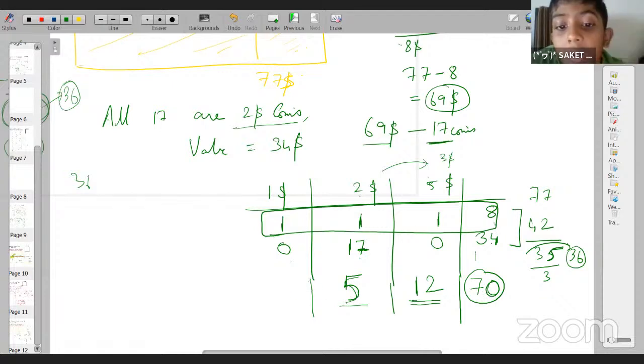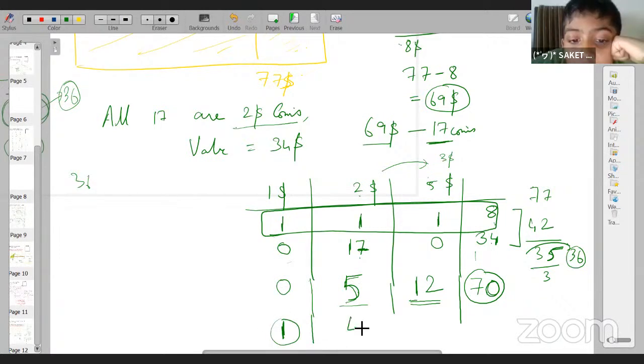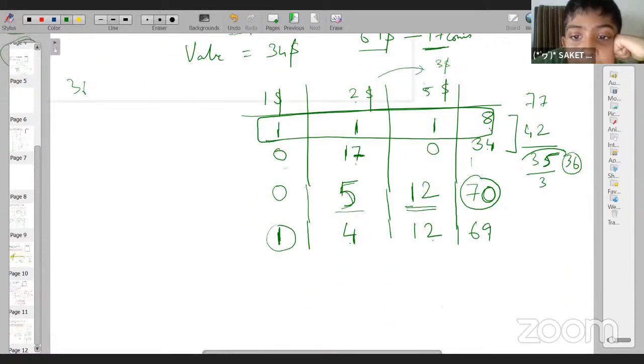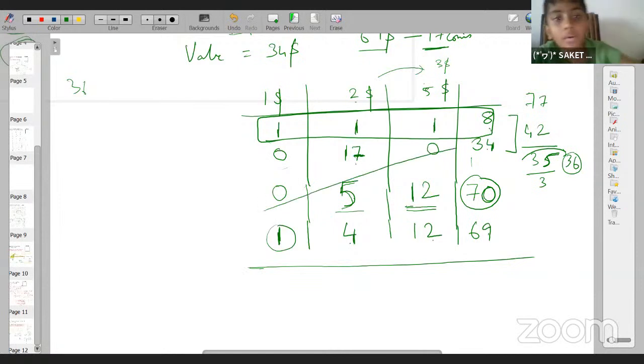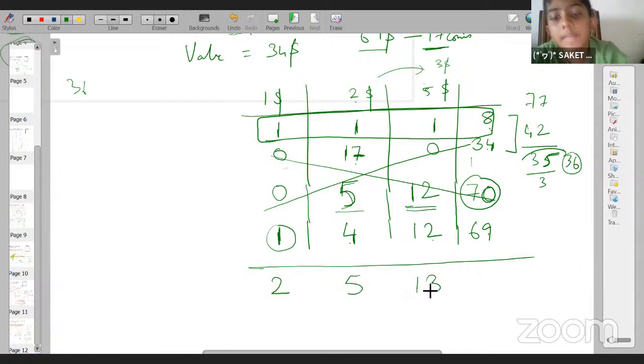Yeah, 78. And now I will make it another one here. We'll make this one another one, and this one will reduce by 1. So we'll get 4 here. And this one will remain as 12. Now we'll see the total becomes: this one is 60, 68 plus 1 is 69. 69 plus 8 is 77, correct? And we will total up.